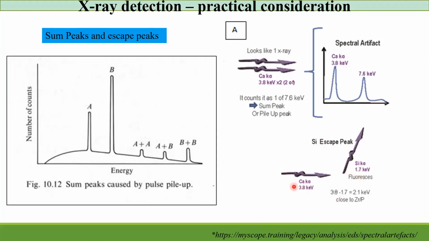So the energy of the incoming X-ray is getting lost here. So 3.8 minus 1.7, you may get a peak at 2.1 keV, which is close to zirconium or phosphorus. If you use automatic peak identification in your software, the software says it's from phosphorus or zirconium. So you write, okay, I have zirconium at such a percentage. That is completely wrong. You need to know whether you have zirconium in your sample or not, and what the possible ways of getting a peak there are, even though there is no zirconium.